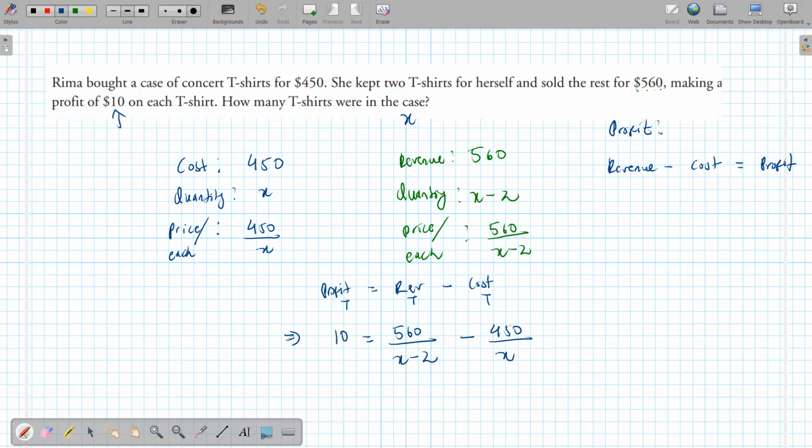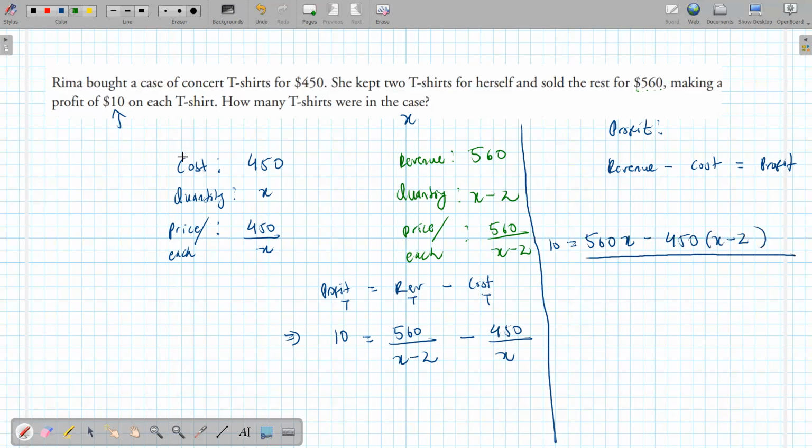You find the common denominator. What is the common denominator here? You can multiply the two. So I need to multiply 560 by x, right? What do you need to multiply 450 by? It'll be x minus 2. Okay, like that. We're taking the common denominator. Basically, this one's missing an x. This one is missing an x minus 2, right? And the entire common denominator is x times x minus 2.